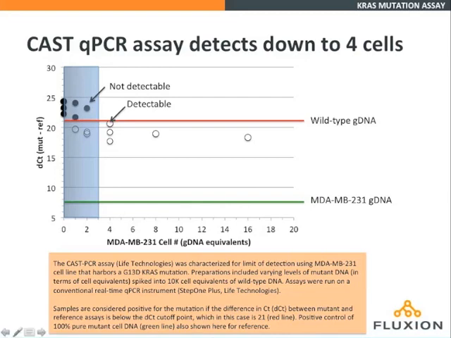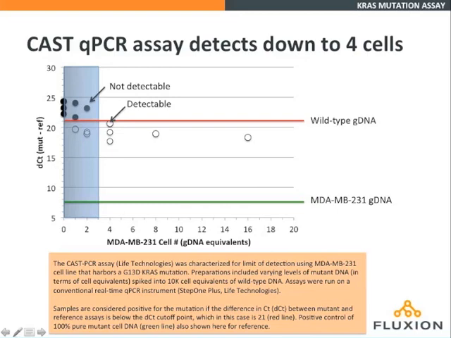So we have determined here that above 4 cell equivalents, we can accurately call out these mutations, and that's a very good level of sensitivity. The specificity, again, is quite good. We have all of the wild-type samples fall above the 21 CT cutoff. Now, if you load the sample with all mutant DNA, you get about a delta CT of 7, and that's what the green line is down here.